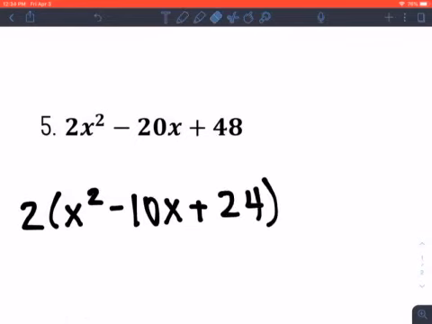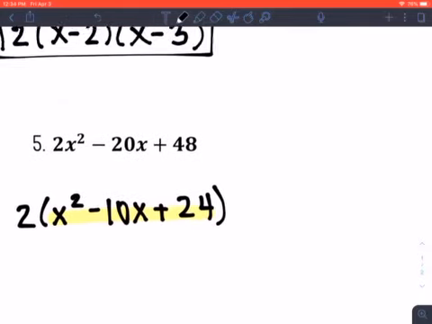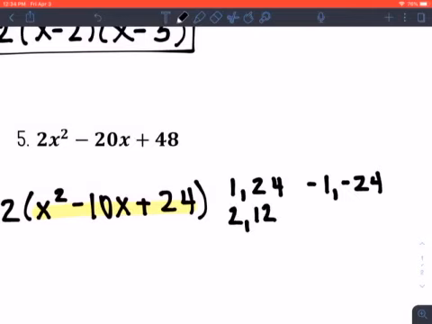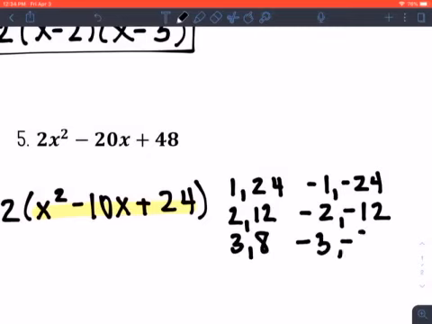What I need to do is think of numbers that are going to multiply to that positive 24, but they have to add to that negative 10. Here, because I'm trying to get to a positive 24 but a negative 10, my combination is going to be a negative times a negative. So let's think of things that we know that multiply to 24 first. Well, 1 and 24, or negative 1 and negative 24. 2 and 12, or negative 2 and negative 12. 3 and 8, or negative 3 and negative 8. And 4 and 6, or negative 4 and negative 6.